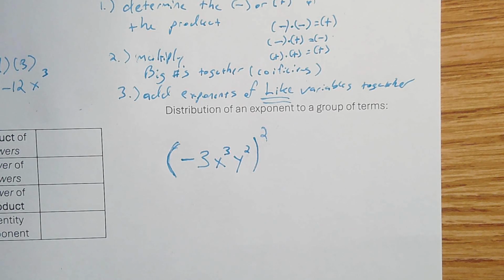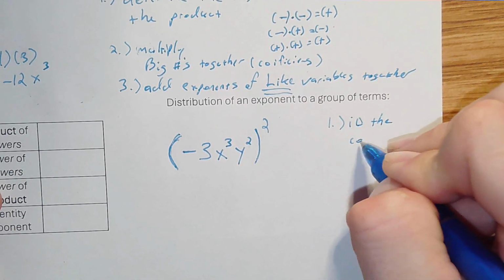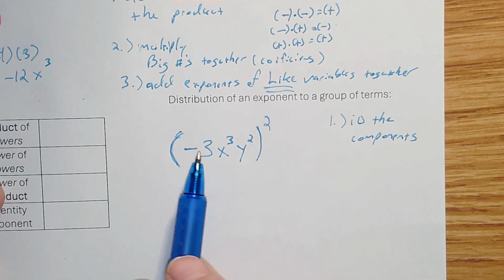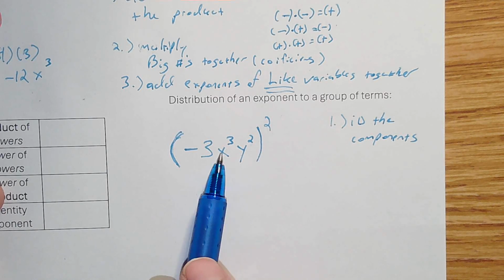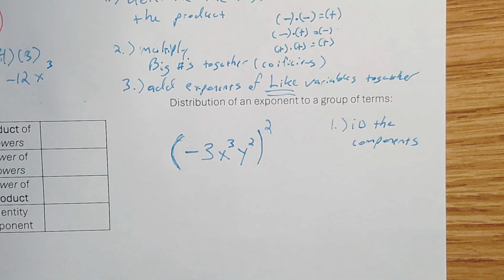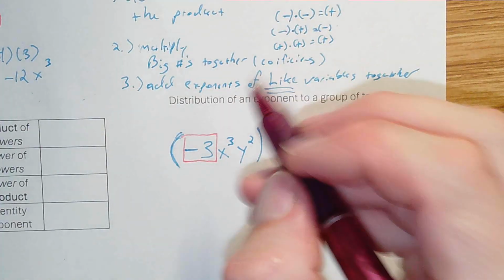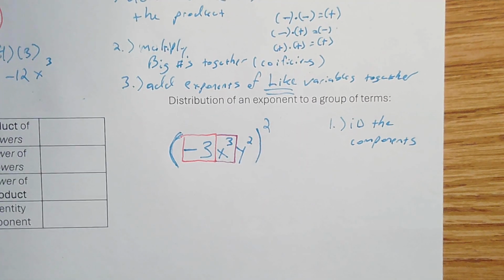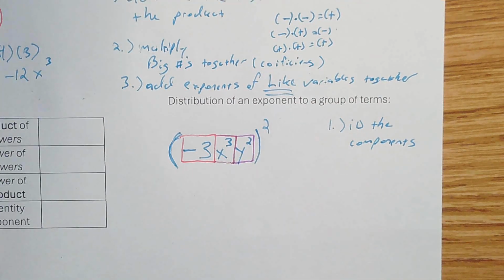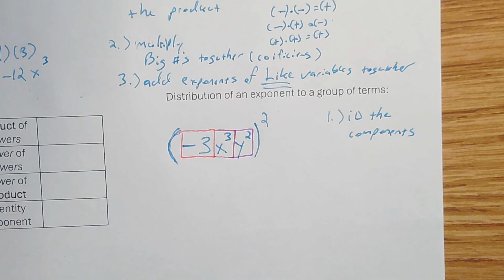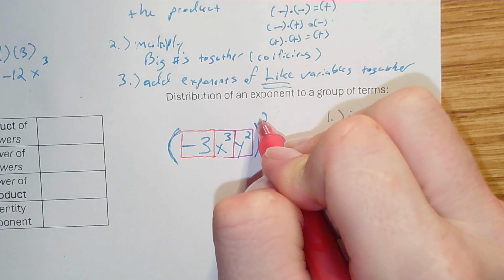What you need to know is, first, identify the components. After you verify everything in here is as simple as it can get, like if this was an x and that was an x, you could have made this x to the fifth, but it's not. That's a y, so it's x cubed y squared. Our components inside the parentheses are the negative 3, our coefficient, the x cubed, an x variable, and the y squared, another variable. When we square this, we square everything inside the parentheses one at a time.